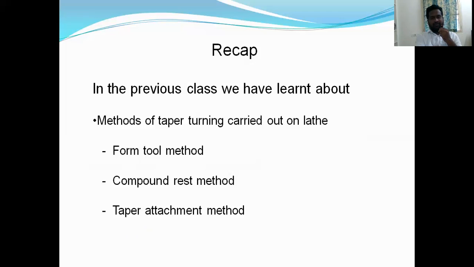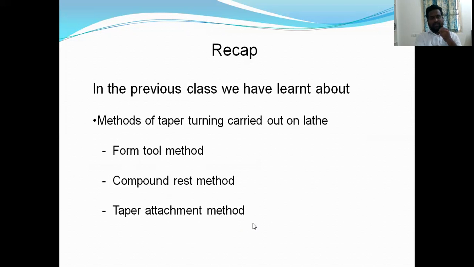So for this, we move our cutting tool parallel, but we get the taper shape. Why? Because the cross slide is attached to the taper attachment. In the taper attachment, we set the bar stock at some degrees, so inclination is there. With that inclination the cutting tool moves, and with that inclination we get the taper shape on the workpiece, right?